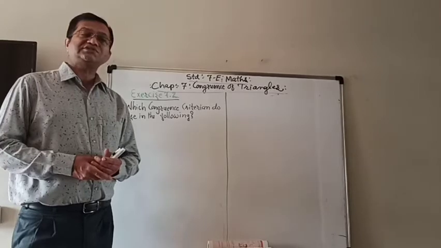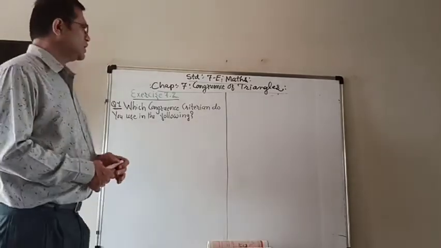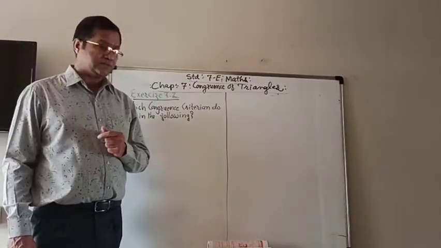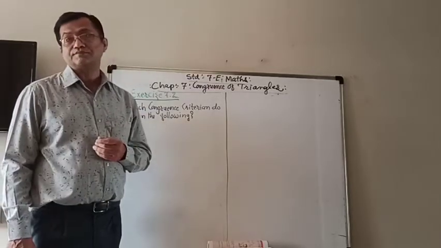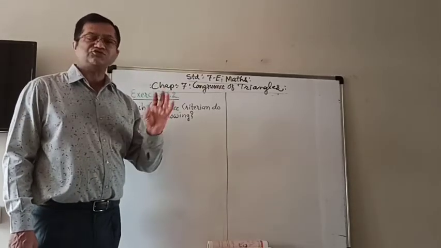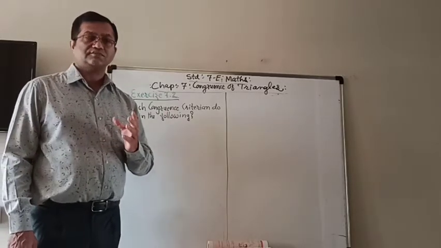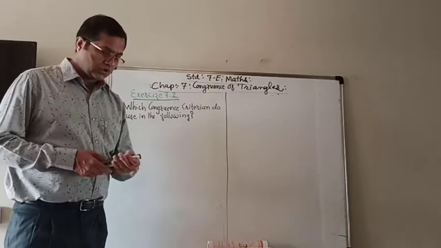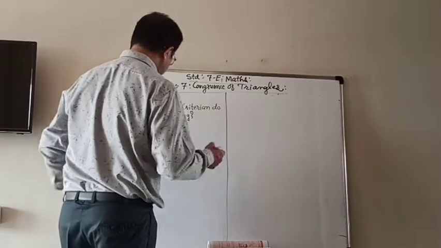Now we are going to start exercise 7.2. Question 1 is: which congruence criterion do you use in the following? So some situations along with the figures are given. We have to check which criteria can be used to prove that the triangles are congruent.